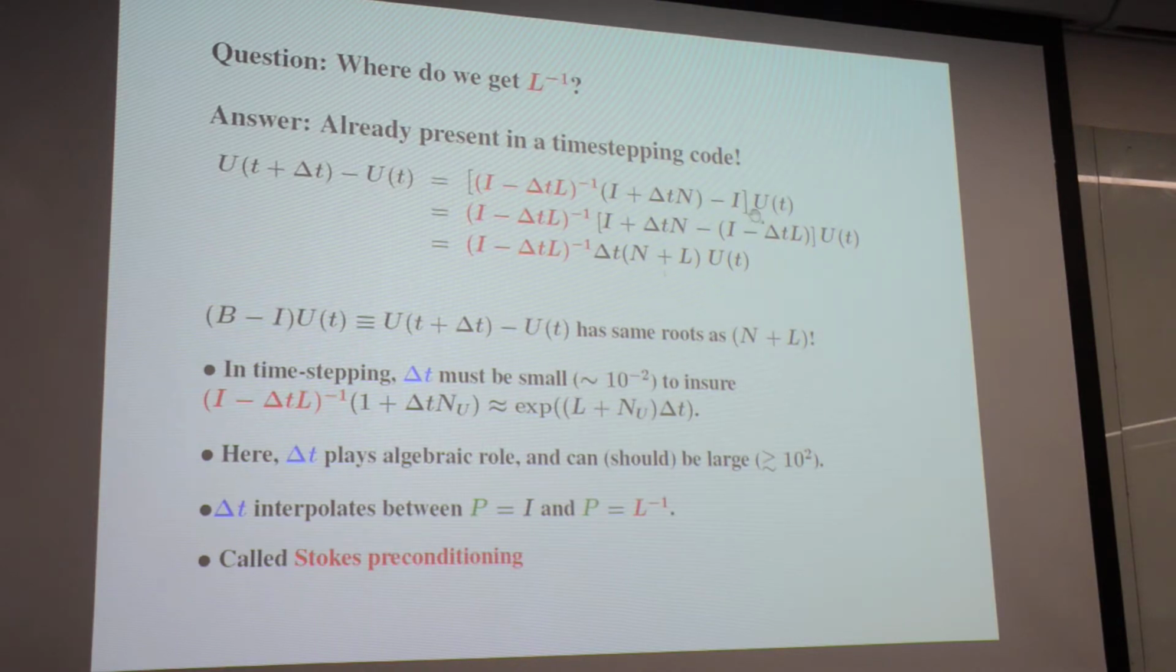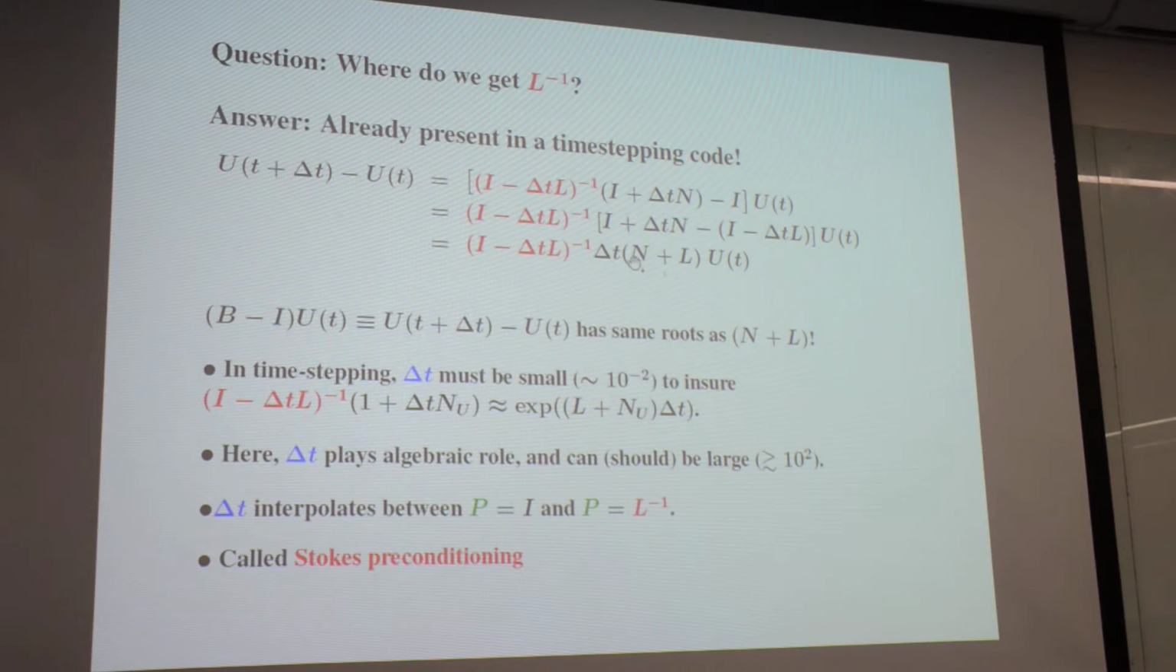We subtract U of T, that's the minus I over here. Now let me make a common denominator. That means I have to multiply by I minus delta T L over here. And then I continue doing algebra. I pull out a delta T, and I get this. And what does this tell me? Remember, my steady state is something such that N plus L acting on it is zero.